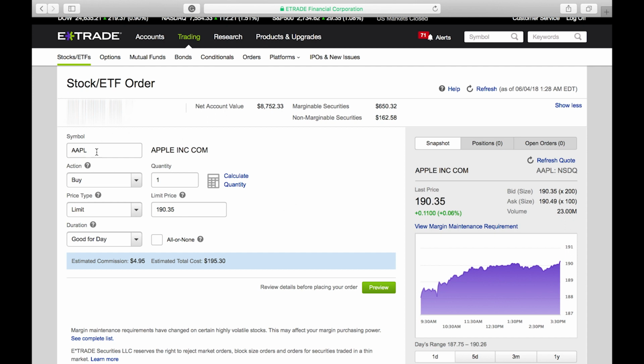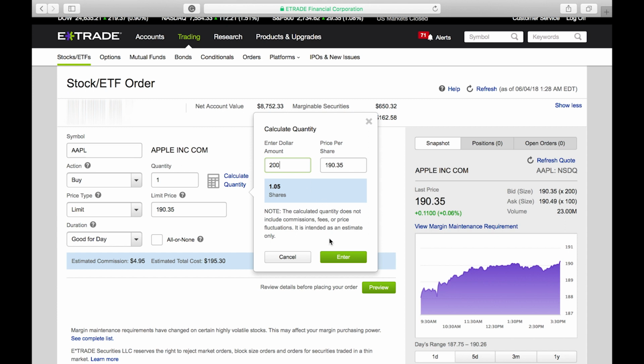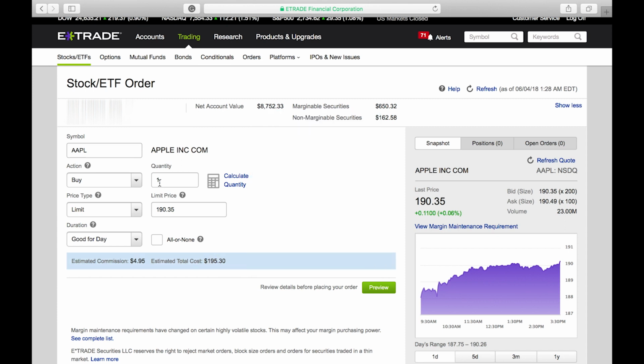I go here, put in the stock I want to buy. I put my action, buy. I put the quantity. How much money do I have? In my theoretical situation, I have $200. Apple's trading at 190, so I can only put one quantity in there. And yeah, they even put a calculator for you. I only have $200, and you see 1.05 shares. Press enter, it puts the 1 share in there.